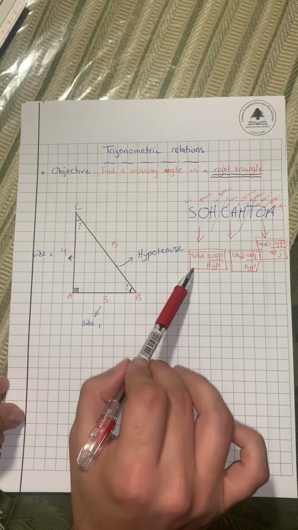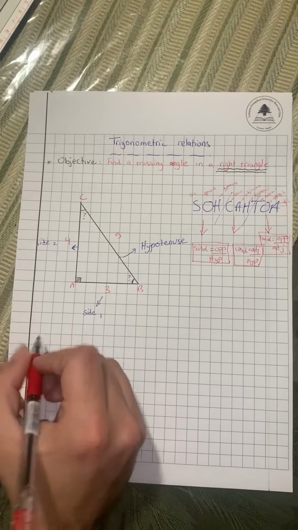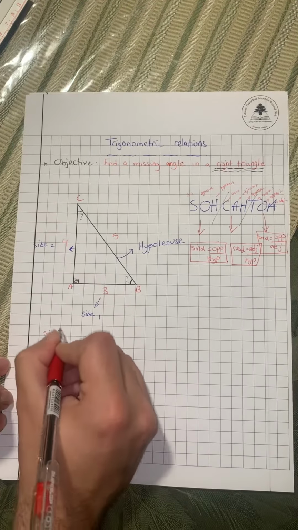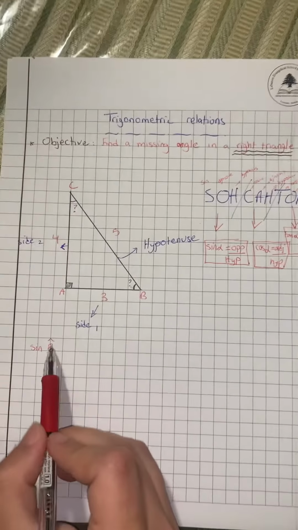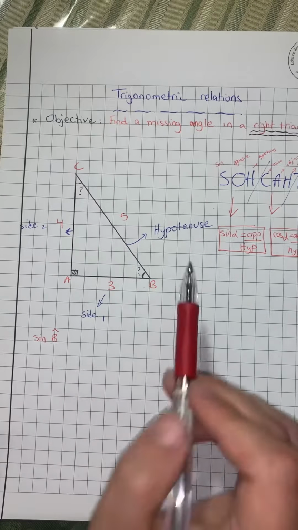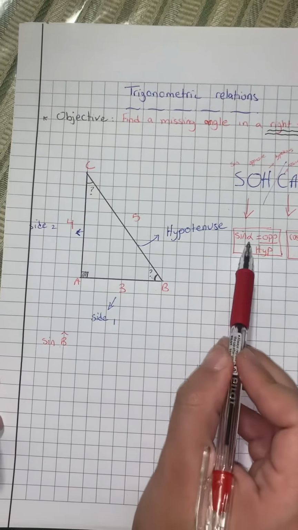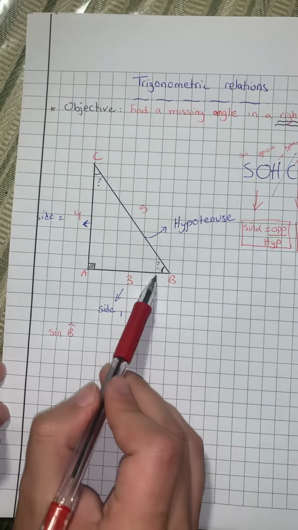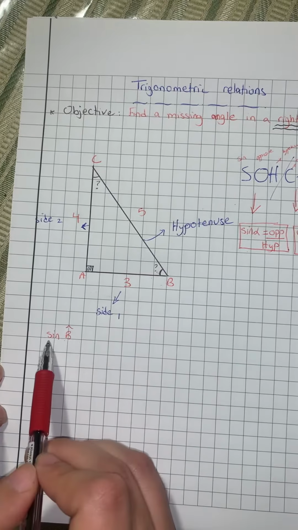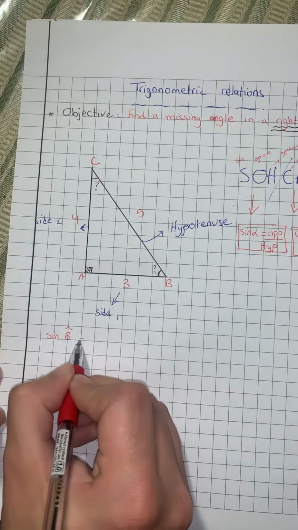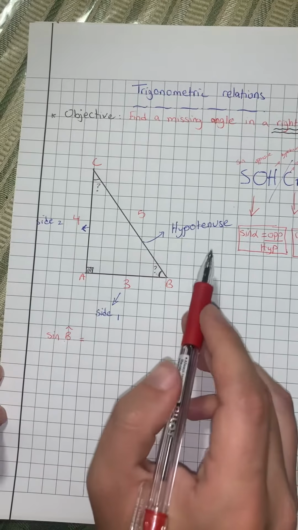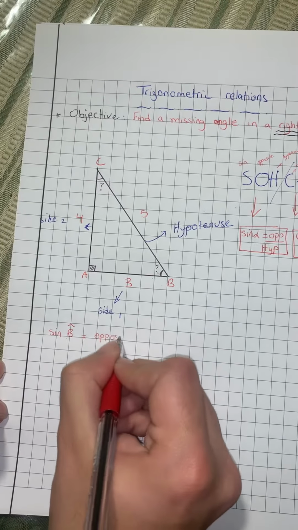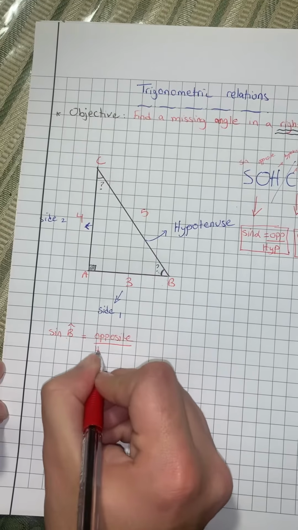I'm gonna start with the sine. Let's say I want to find the measurement of angle B. I use sine B. B is the angle, so instead of alpha, you put the angle that you want to find. In this example, I need to find B. So you put sine B equal, and the formula says it's equal to opposite over hypotenuse. So you write opposite over hypotenuse.